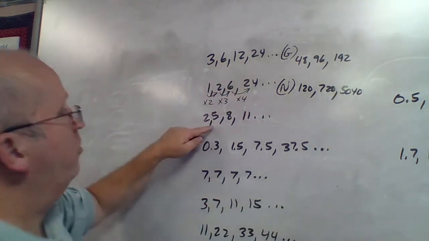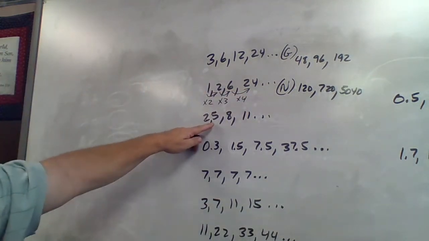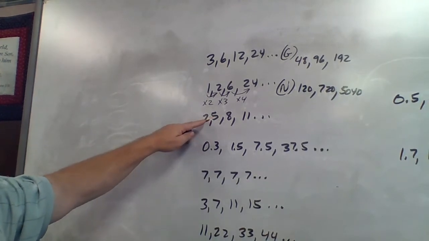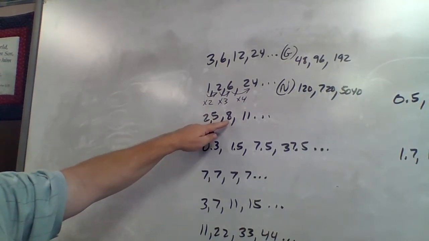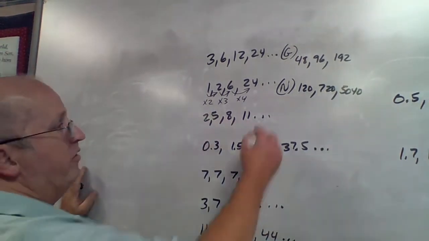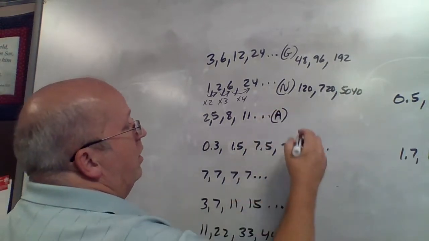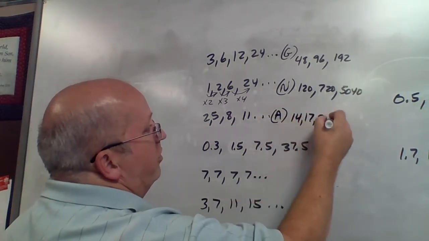So, okay, let's go to this one. This one's a little easier. It's adding 3 each time. 2 plus 3 is 5, 5 plus 3 is 8, 8 plus 3 is 11. So that makes this arithmetic, and the next numbers would be 14, 17, and 20.